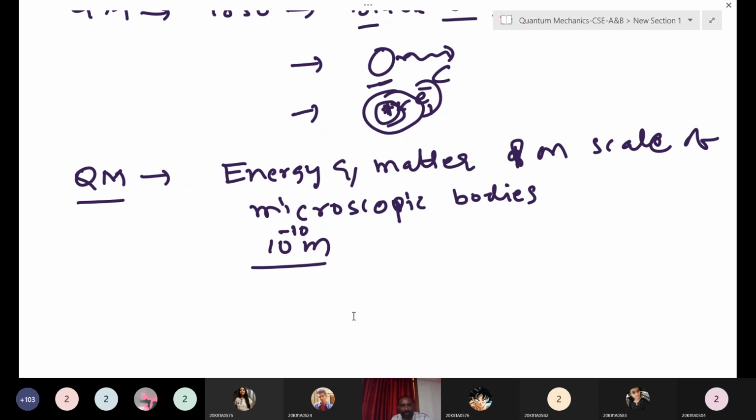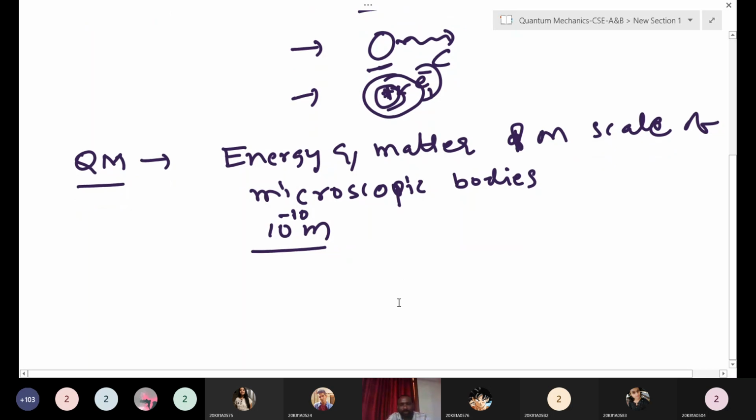Using quantum mechanics, they discuss mainly the behavior of matter and energy, or the interaction of energy or radiation with matter, on the microscopic scale, that is of the order of 10 power minus 10 meters. That is quantum mechanics. Using it, they explained several problems: black body radiation, the photoelectric effect, and so on.